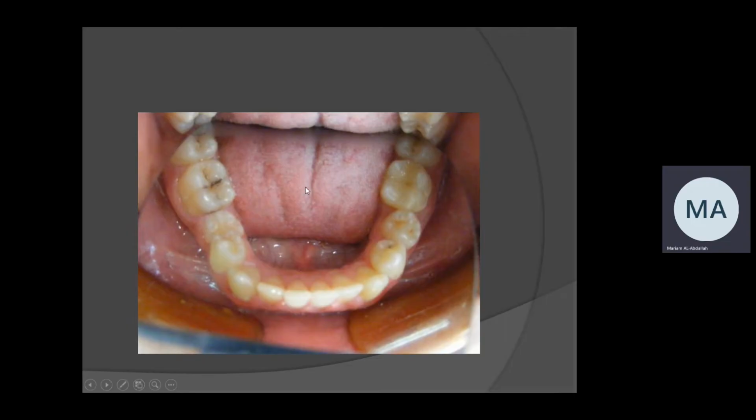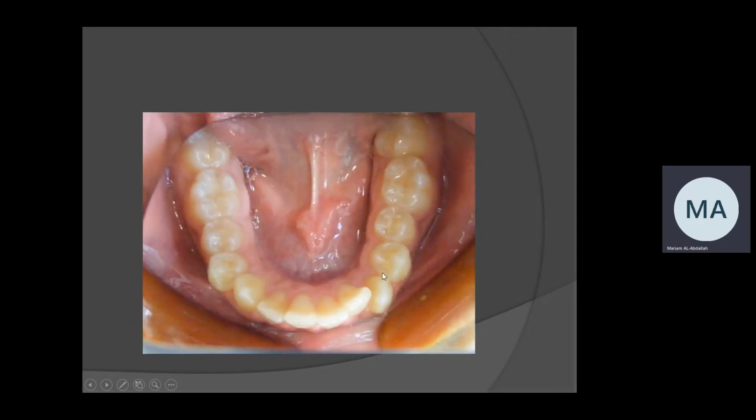This is a lower arch with the lower labial segment well aligned, but the buccal segment with mild crowding. And this is the lower left 5. This is the distal contact point, and this is the mesial contact point. And we need to say that this is mesio-lingually rotated. You could say disto-buccally rotated as well, because both contact points are equally displaced.